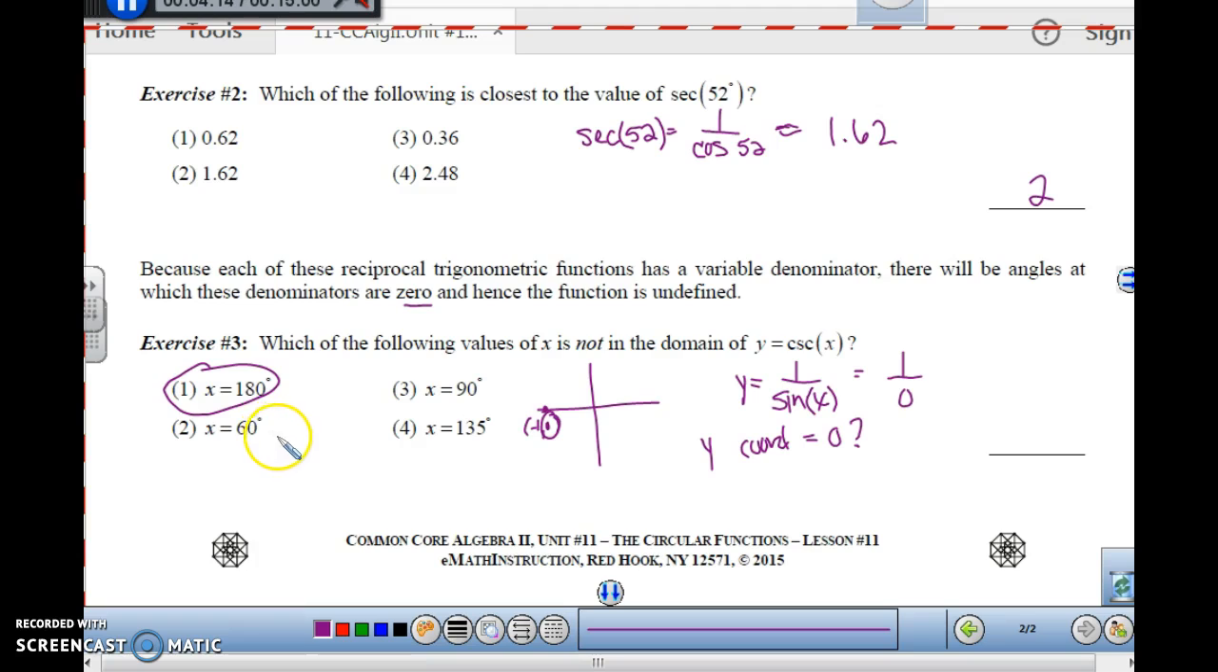If I look at 60 degrees, I know that on the unit circle the sine is going to be the square root of 3 over 2. So if I do 1 over the square root of 3 over 2, that's going to be a number that works. It's going to be an irrational number, but it'll work. 90 degrees would be right here. That coordinate point is (0, 1), so that's going to be a value of 1 over 1, which is 1. And then 135 would be right here with a reference angle of 45 degrees. That has a value of square root of 2 over 2. In the second quadrant, it's positive, so it's going to be 1 over the square root of 2 over 2. So it's going to be number 1 because that'll make that 0, and that makes that undefined. Okay, so this is number 1.